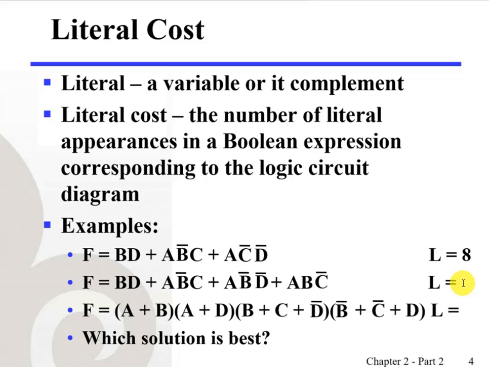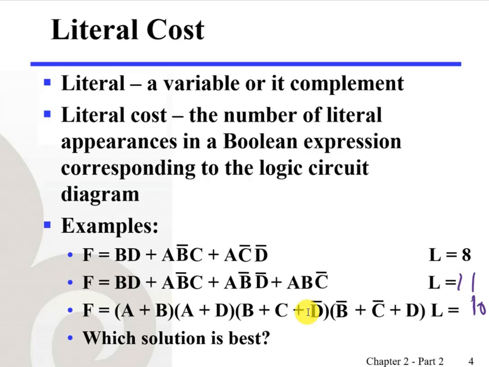So let me write it down: 11. So in this third function, how can we identify the literal cost, the number of literal appearances? We again count 4, 7, and then 10. So we have 10. The literal cost is equal to 10, because we have 10 literals.